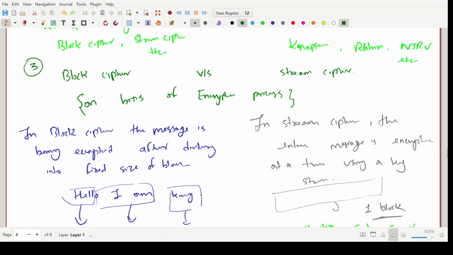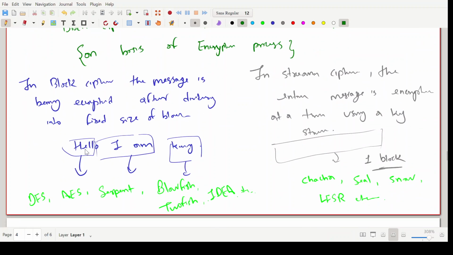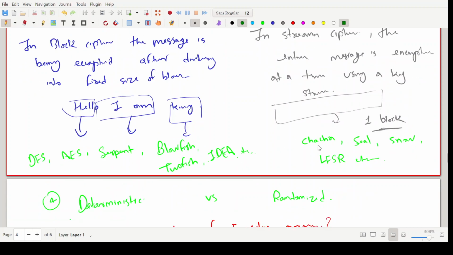Next is block cipher versus stream cipher. It is on the basis of the encryption process. In the block cipher, your message is divided into fixed size blocks and then encrypted. Whereas in the case of stream cipher, all the message is encrypted at the same time. So you can assume it as again a block cipher with only one block.